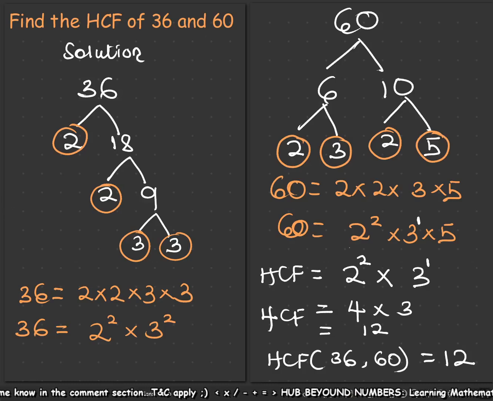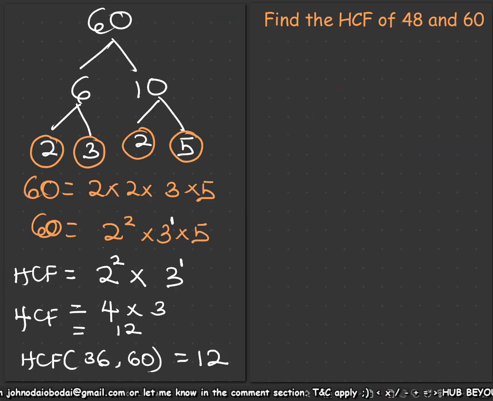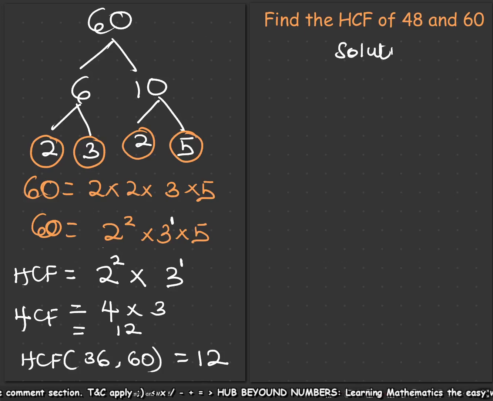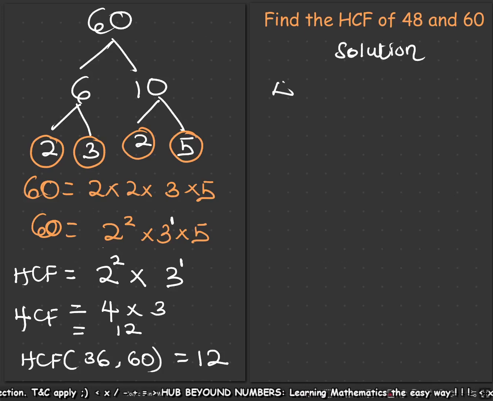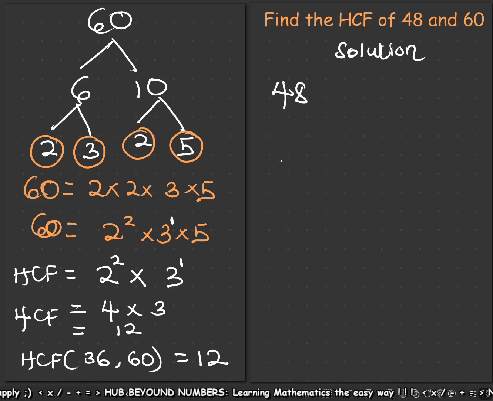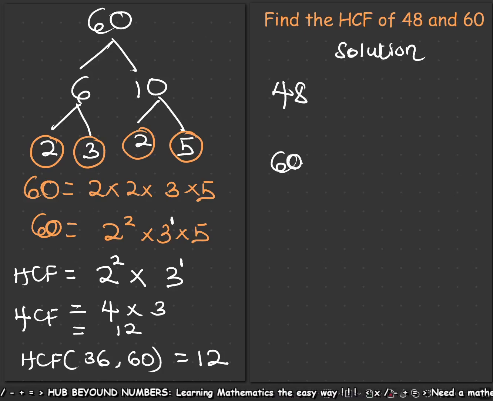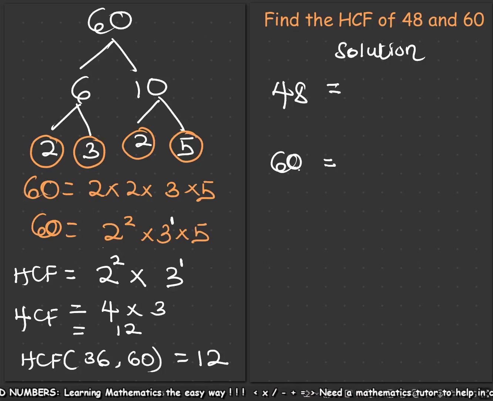Let's take one last example. And for this, I won't go over the tree method here. I'll just write out our prime factors straightforward. So in our next question here, we have to find the highest common factor of 48 and 60. Highest common factor of 48 and 60. So you can pause and then express 48 as product of prime factors and 60 also as product of prime factors. So you can pause now. Okay, so if you're able to pause and do it, that's fine.